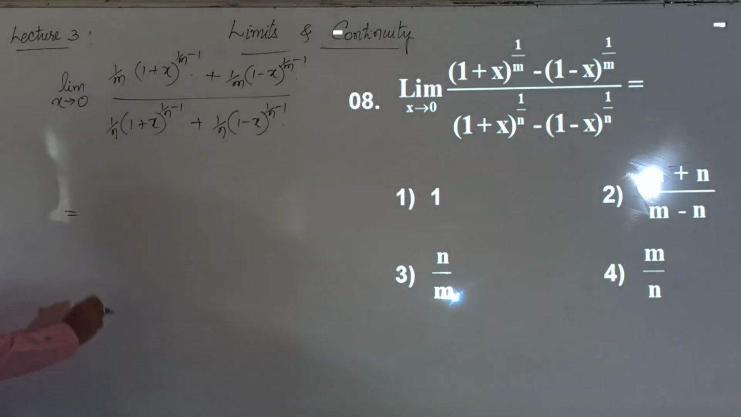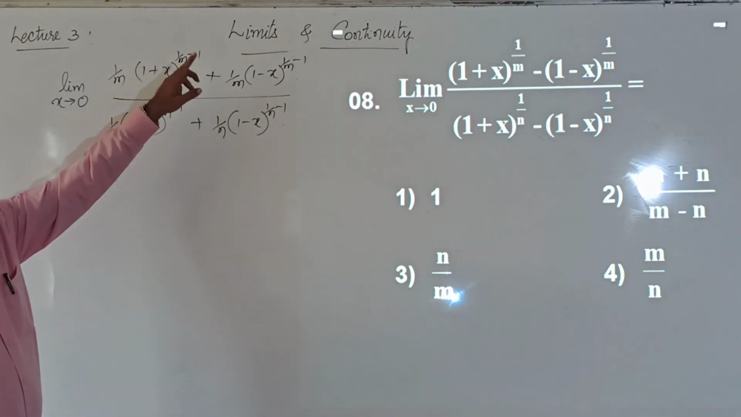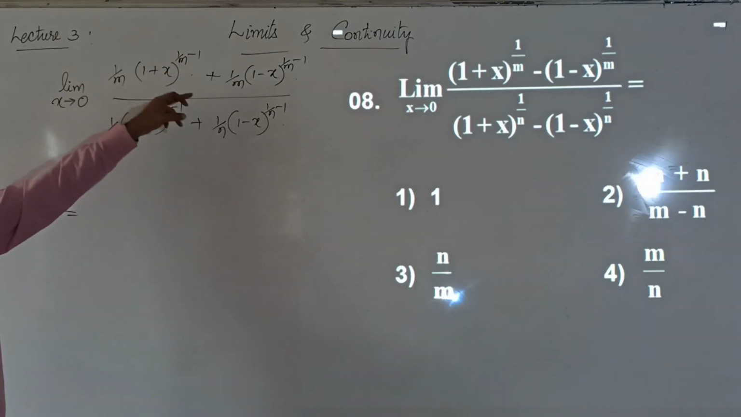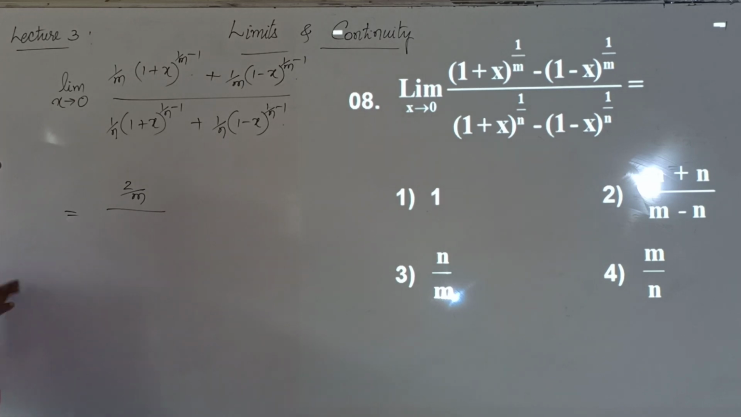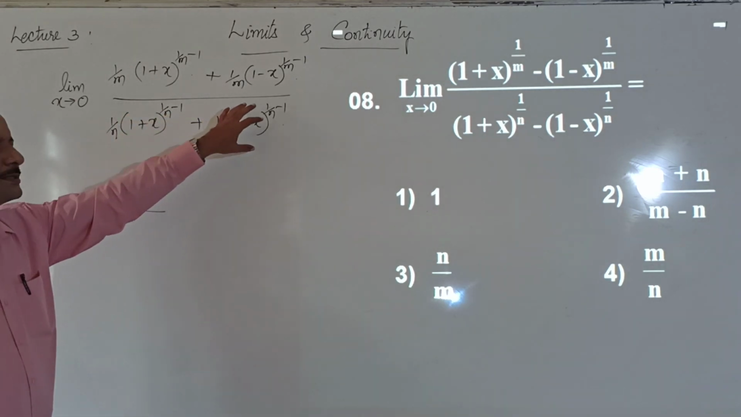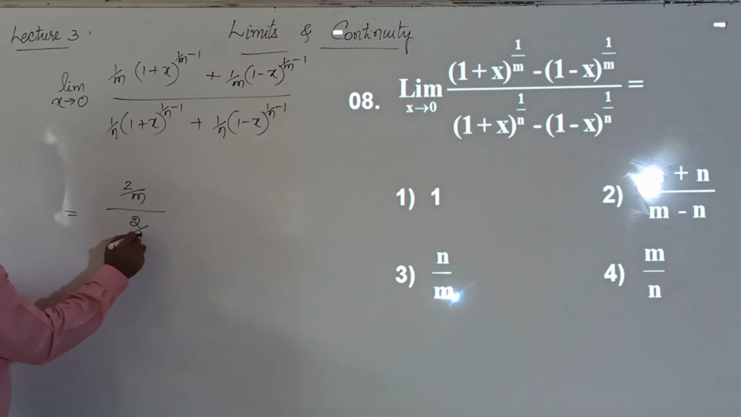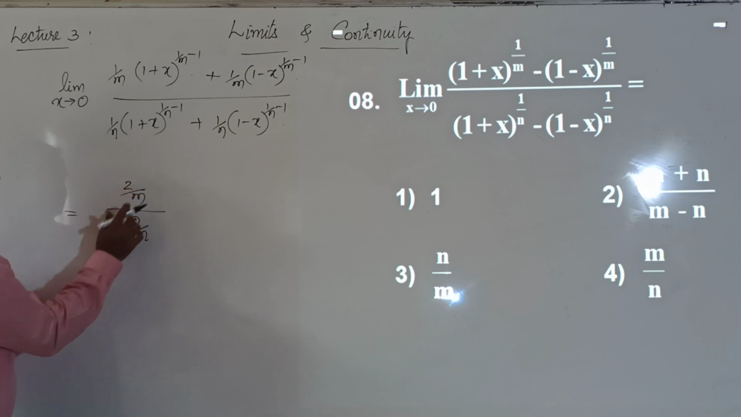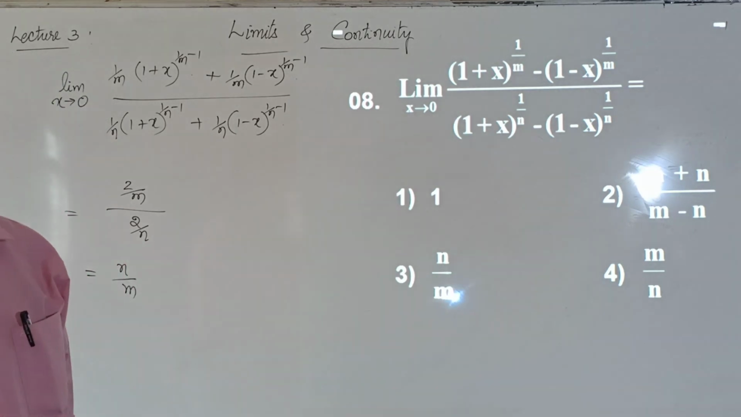Now if I apply the limit as x tends to 0, here 1 plus x is 1. 1 power 1 by m minus 1 will be 1 only. This will be 1 by m, and that will be 1 by m. Together it will become 2 by m. Similarly in the denominator, this expression will become 1 and this expression will also be 1, so 1 by n plus 1 by n is 2 by n. The 2 gets cancelled, this n will go up. So the answer is n by m, which is the third option.